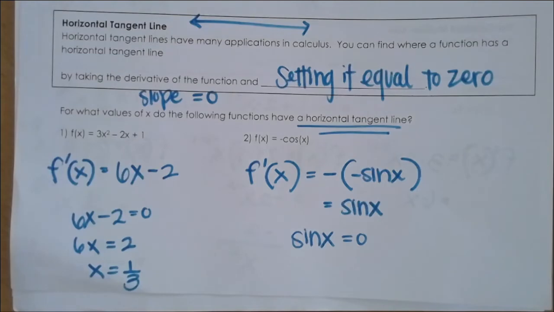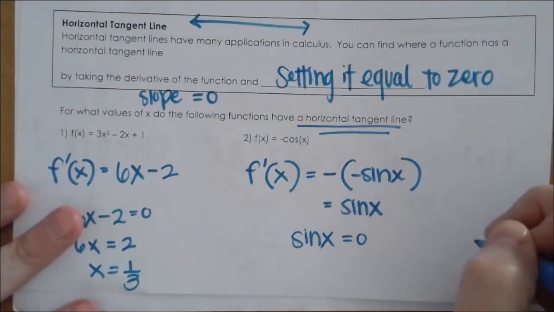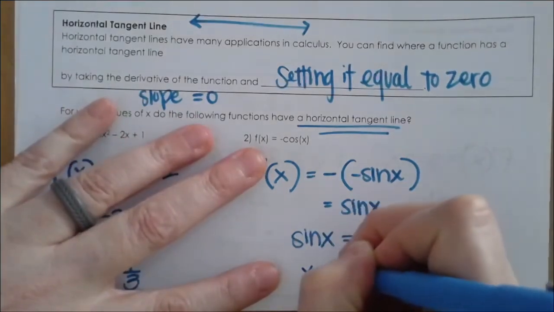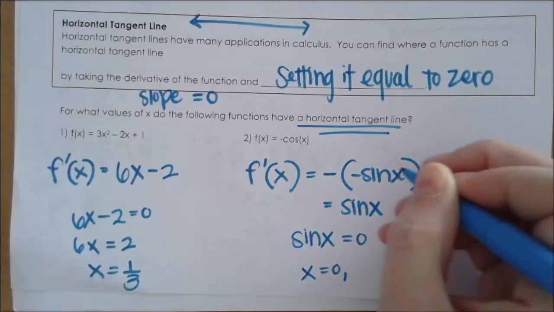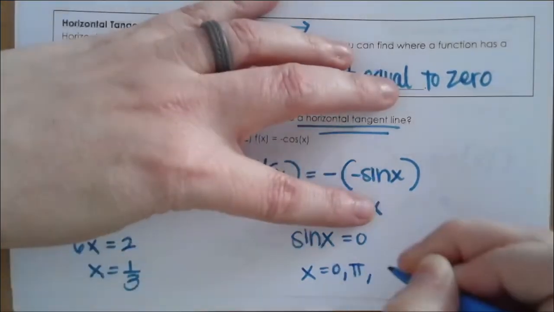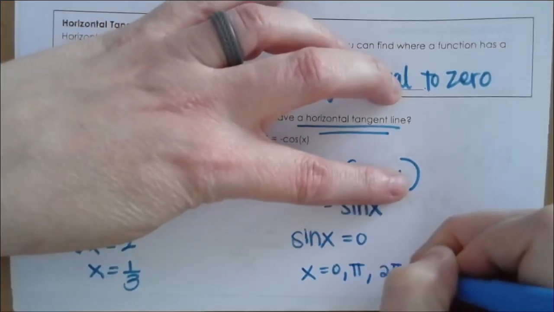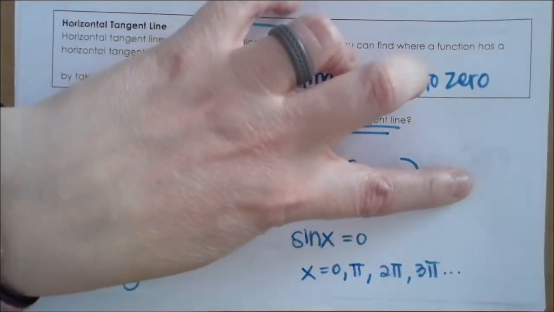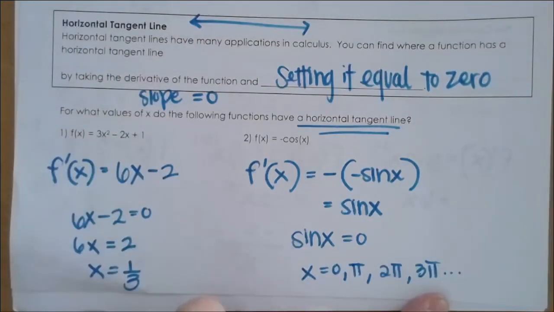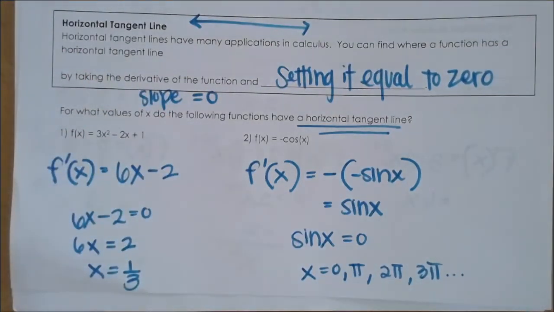Well, if we think about all the places on our unit circle where we have 0, starting at the beginning, the value of sine at 0 is 0. So x can be 0, and then I go around my unit circle, and pi also has sine of 0. And then I keep following the circle, 2 pi, 3 pi. And it's just going to follow that pattern forever and ever and ever. So at each one of these, we have a horizontal tangent line of 0.